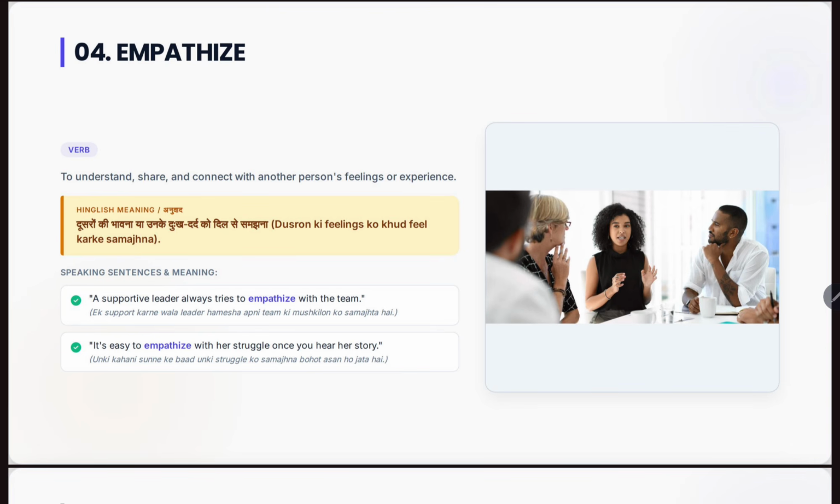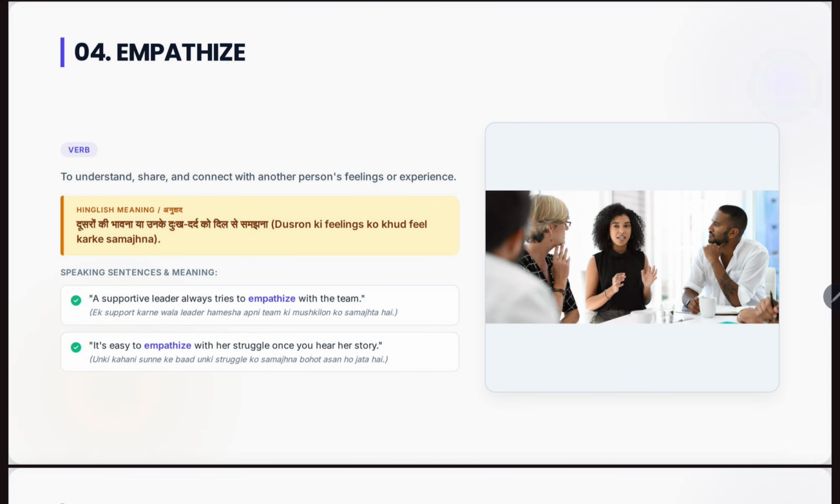Like for example, you are going somewhere, and you see that any person is asking for your help, and he has no other person to help. So you understand that feeling of that person, and you help that person. So what are you doing? You empathize. Okay, you are connecting with the feelings of the other person, you are experiencing the feelings of the other person. The second example is, it's easy to empathize with her struggle once you hear her story.